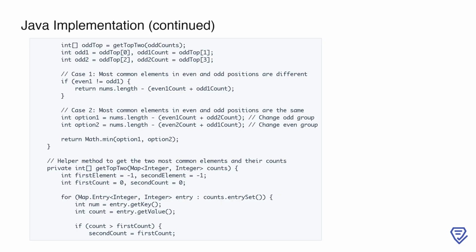In the second case, the most common elements for even and odd positions are the same. This overlap means we must consider two alternatives: either we change the odd group to use the second most common odd element, or we change the even group to use the second most common even element. We calculate the operations needed for both options and return the smaller of the two values. This ensures we minimize the changes required to make the array alternating.